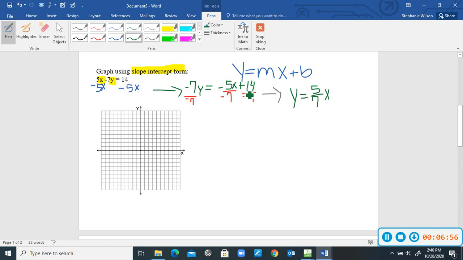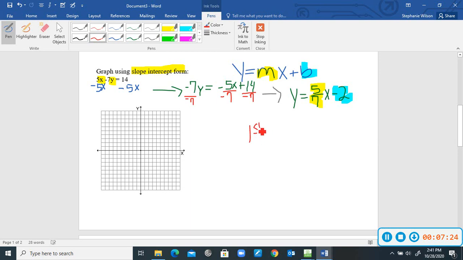Alright, negative 7 goes into positive 14 negative 2 times. So now I have everything I need to know. My slope is this 5/7, which is m. My y-intercept is the negative 2, which is b. And that's all I need. I can graph this line now. First things first, let me give you some notes right quick.